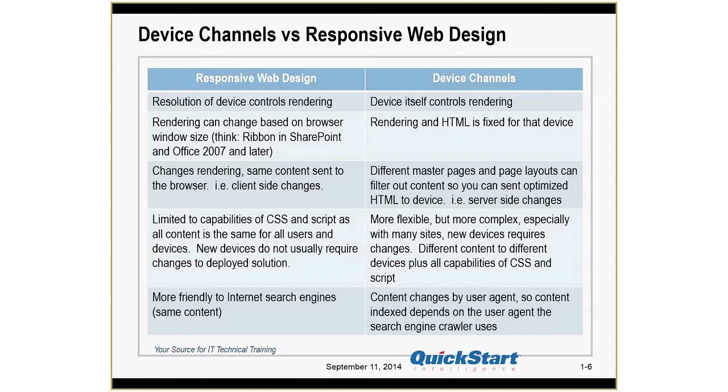So what gets indexed, and when users do a search and then click on the search results, they're going to see what their user agent, their device channel, targeted to them, but what the internet search engine crawler picked up may have been a different set of content. So it can be less user-friendly from a search perspective using device channels. All right, so that's device channels.